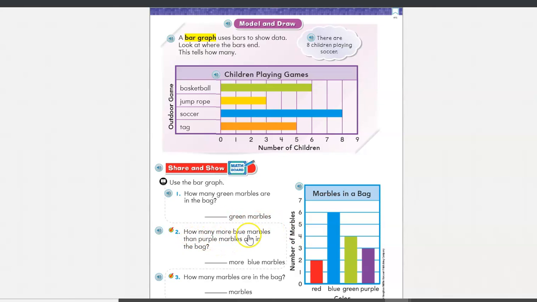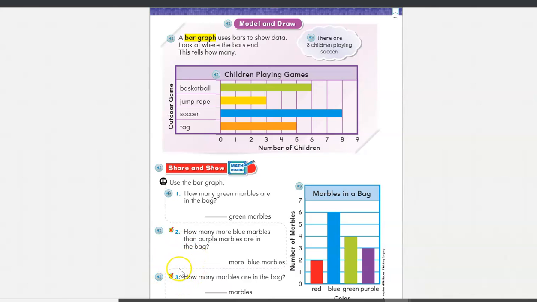How many more blue marbles than purple marbles are in the bag? So I need to find out how many blue. There are 6. Then I need to go find out how many purple. And there are 3. So 6 minus 3 is 3. Very good. So there are 3 more blue marbles than purple marbles.